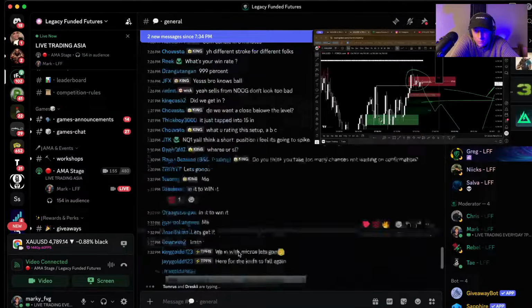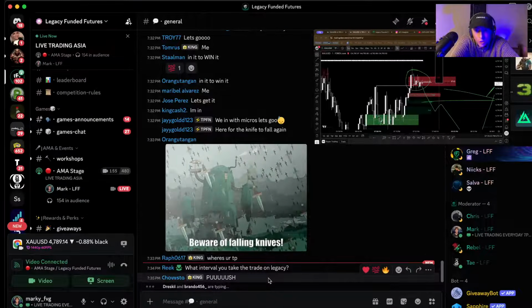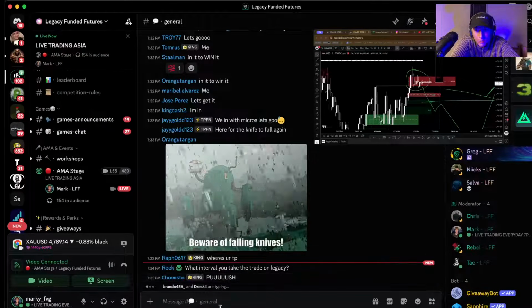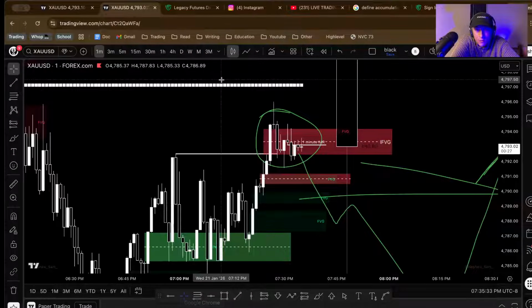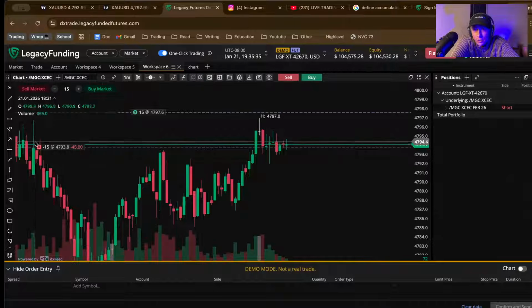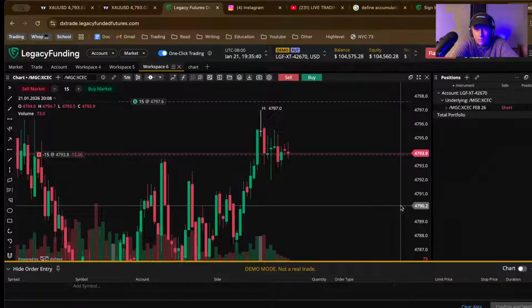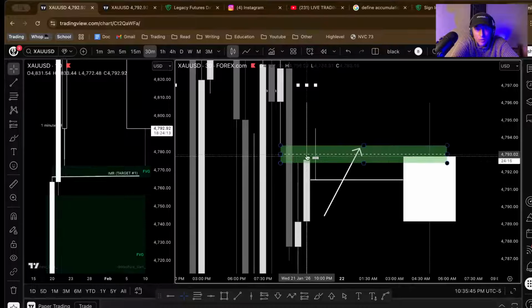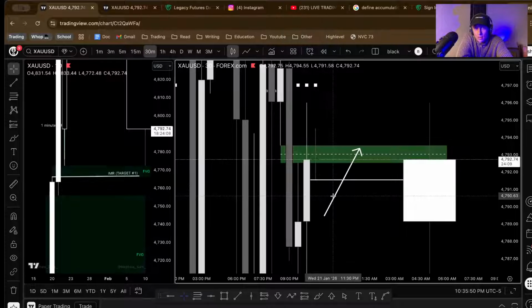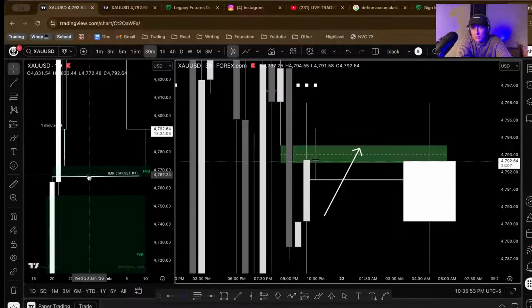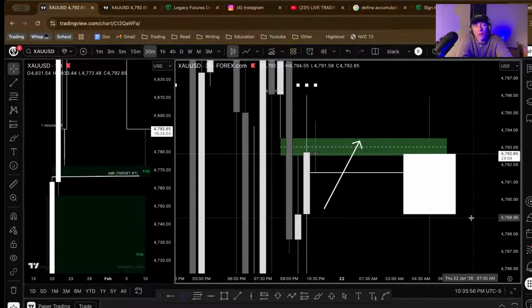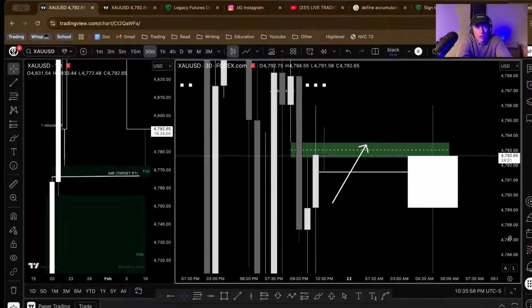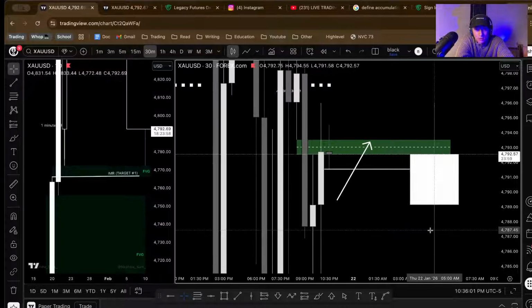What interval you take the trade on Legacy? What do you mean by that? I'm in with 15 micros right now. Look at that 30-minute candle. So pretty much it stopped inside of this 30-minute gap, and that's why we're looking for the sell. And I'm looking for the sell all the way back down to this immediate rebalance. But I would just close the position whenever I'm floating $1,500 profit, because that's all I need on this account.